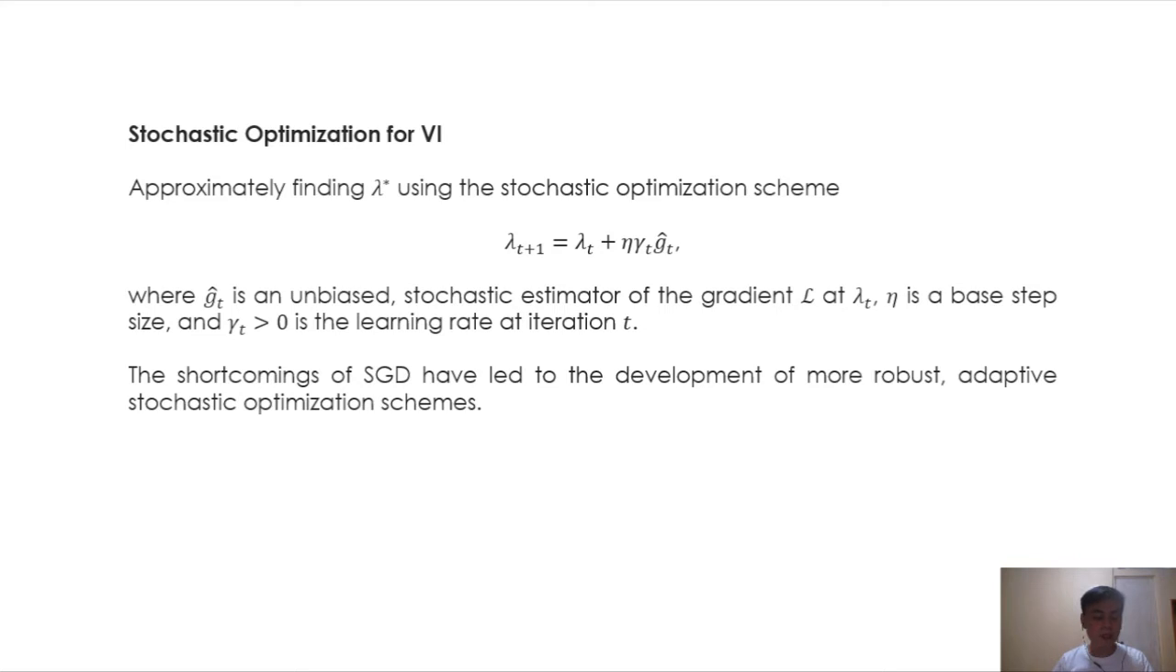The shortcomings of stochastic gradient descent have recently led to the development of more robust adaptive stochastic optimization schemes, such as RMSprop, ADAM, and ADAGRAD. However, despite using these adaptive stochastic optimization schemes, it still remains non-trivial to check for convergence.